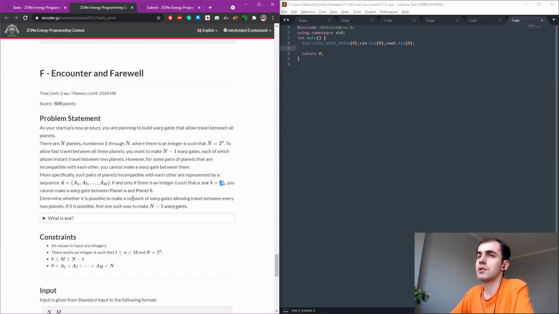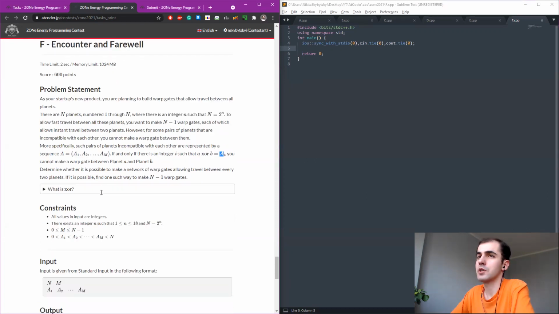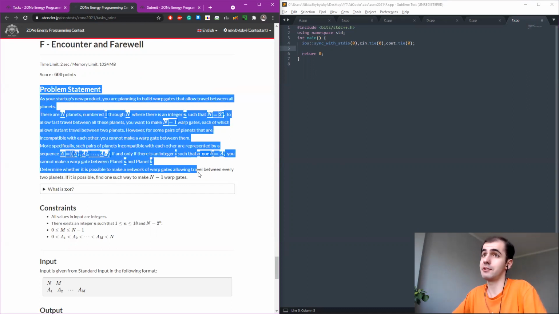You want to determine whether it's possible to make a network of warp gates that allow traveling between any two planets. If it's possible, find such a way. What is XOR? Yeah, I believe this is exactly the question that people who got to that problem in contest ask.